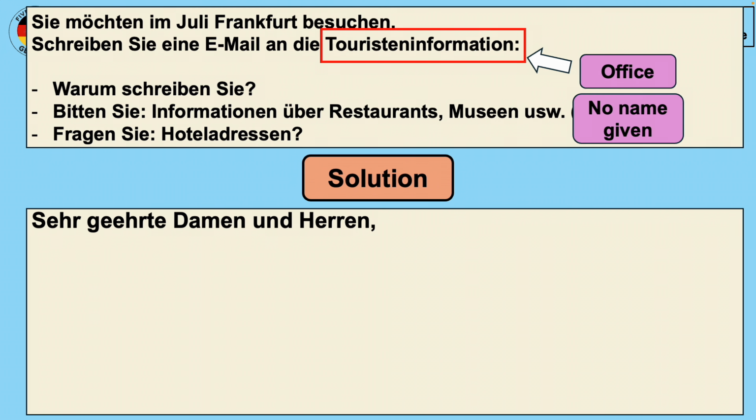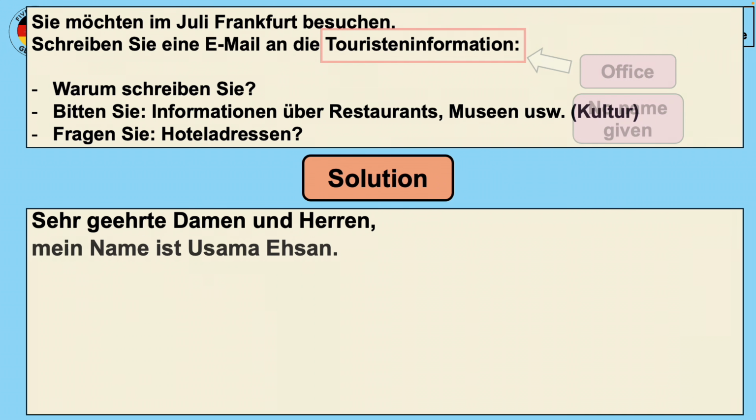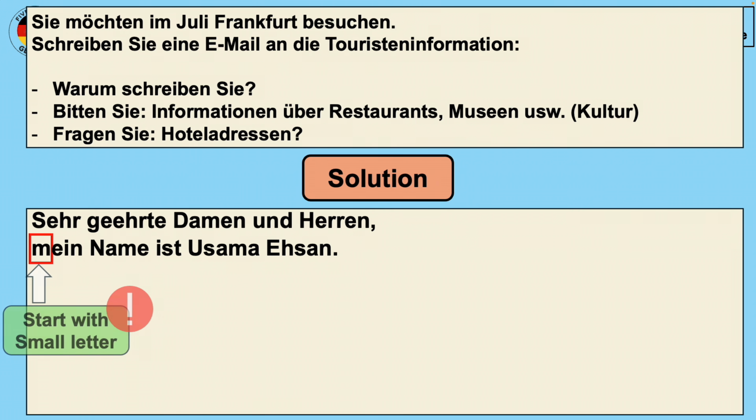Now since you don't know the other person and the other person also does not know about you, so it is always good to start with your name. So you will write Mein Name ist Usama Ehsan. And one important point over here is that the first letter, which is M in this case, will always be small and not capital. So the first sentence after the Anrede will always start with a small letter.